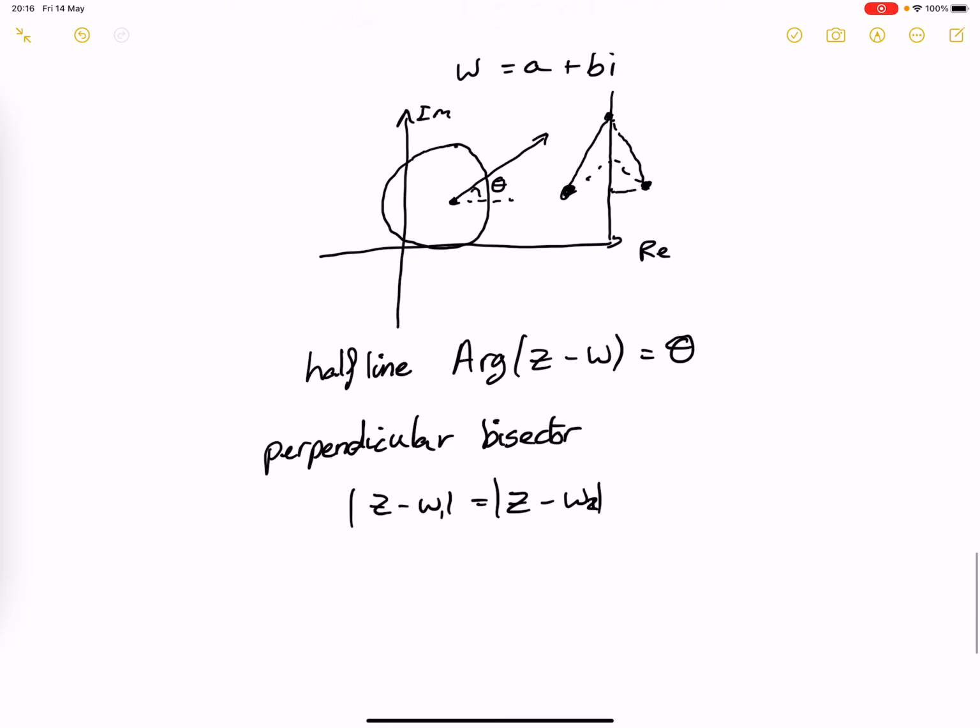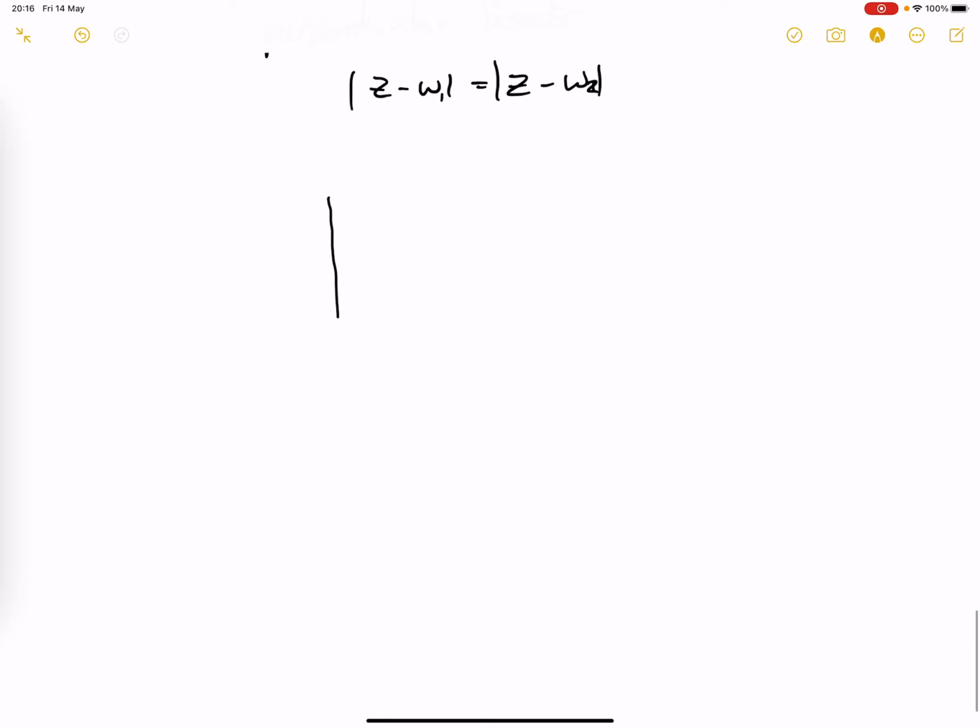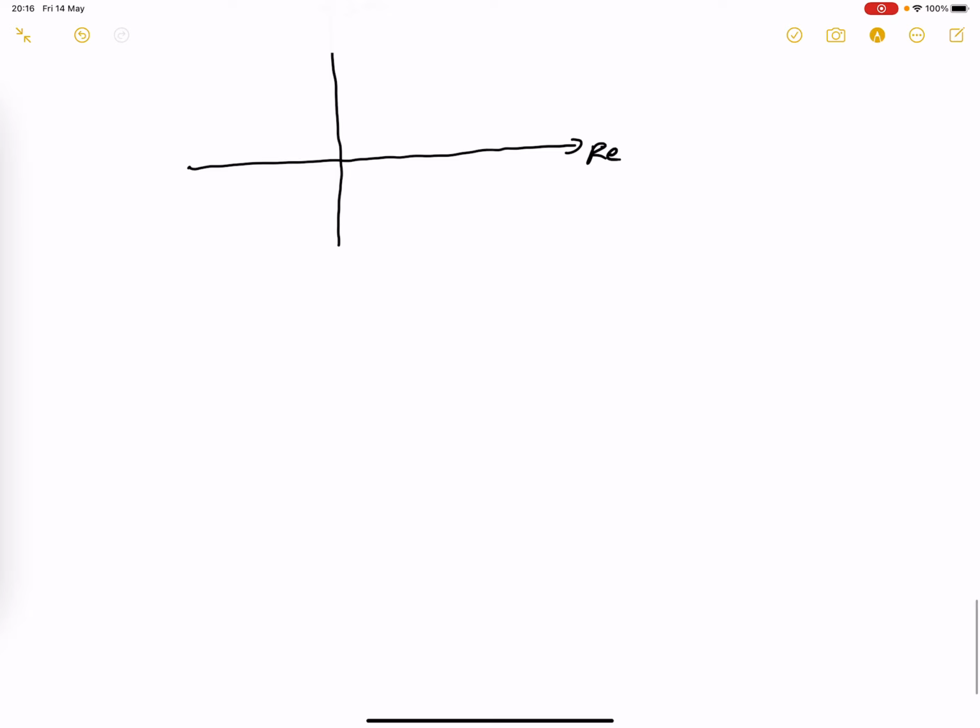Okay, so we're going to do one example. And because I like circles and half lines, we're going to use those. So, real axis and an imaginary axis. So, we have to shade the region enclosed by these two sets of loci. So, mod z plus 1 plus i is equal to 3.